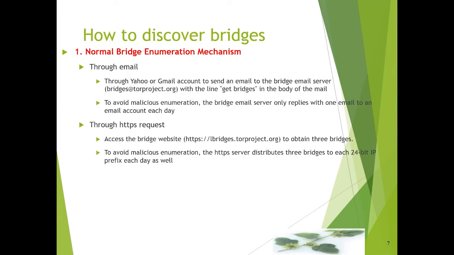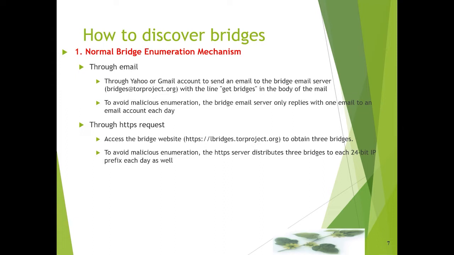This mechanism is supported by Tor Project. Users can obtain 3 bridges each time. A user can use a Yahoo or Gmail account to send an email to the bridge email server with the line "get bridges" in the body of the email. The bridge email server promptly replies with 3 distinct bridges. To avoid malicious enumeration, the bridge email server only replies with 1 email to an email account each day.